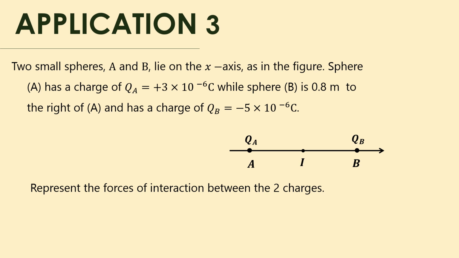In application 3, which is the first application for this session, we have two charges, QA and QB, placed respectively at two points A and B. This is, by the way, nothing but the previous exercise that we have solved when we found the electric field of QA at point I and the influence of B, which is the electric field also of QB, at point I as well. Over here, we are just studying the force of A on B and the force of B on A. Represent the forces of interaction between the two charges.